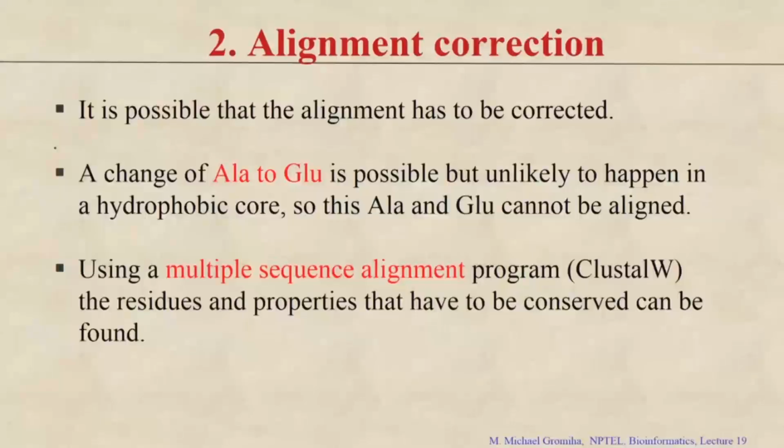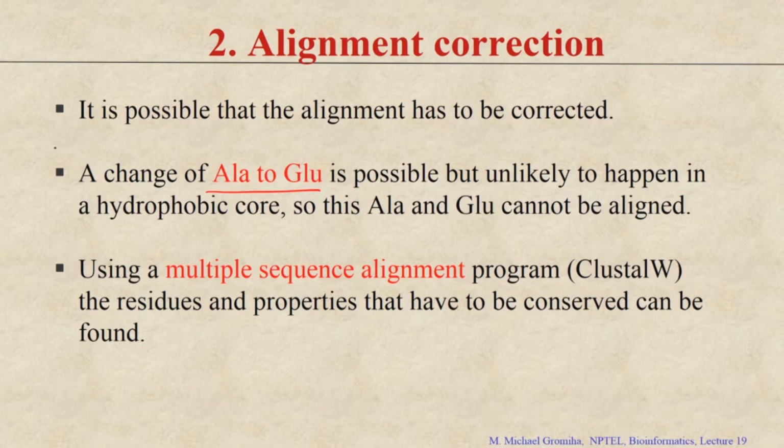Okay, then see if the alignment is correct or not. For example, if you see an alignment where alanine is mutated to glutamic acid, you can align any residue, you can mutate any residues, that is possible, but is this reliable or not? If alanine is in the buried region and we mutate it to glutamic acid, this is unlikely to happen because it will destabilize the protein, because alanine is a hydrophobic residue, this is the hydrophobic core, and if you mutate alanine to glutamic acid, what will happen?